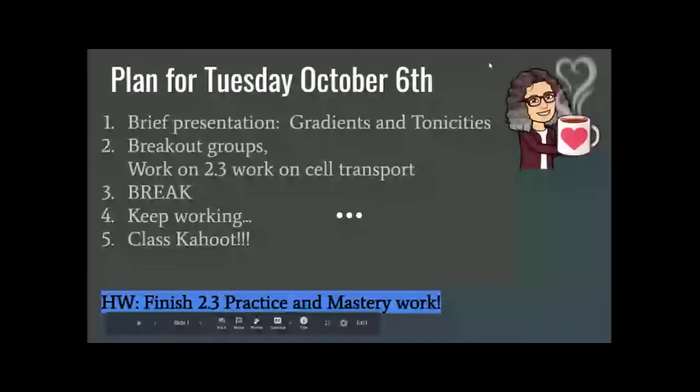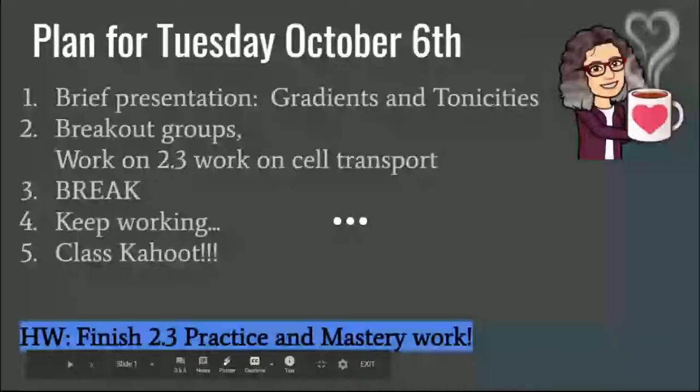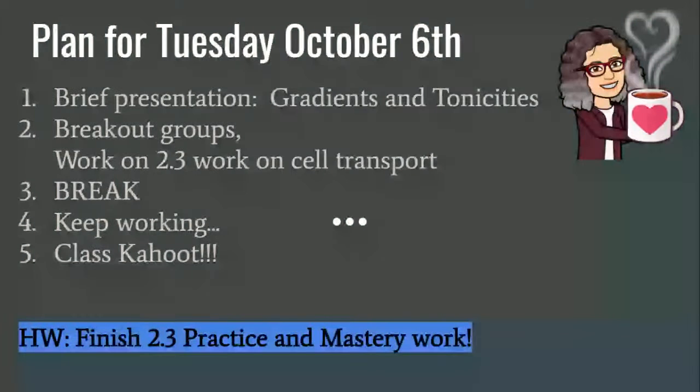Here we go. So what we're going to do is I am once again going to be sending you into breakout groups to do what you need to do. There are only 2 must-dos that I had you listed to do for today. Let me show you what they are.